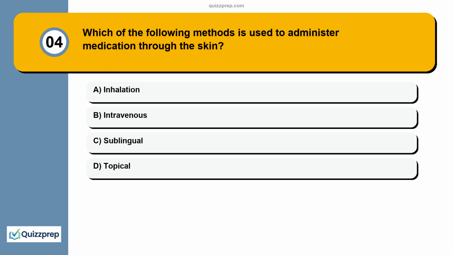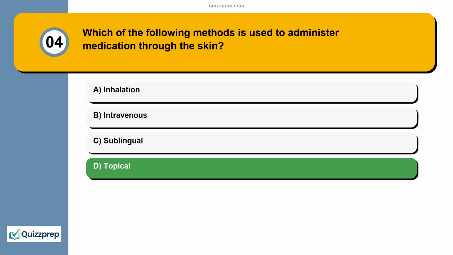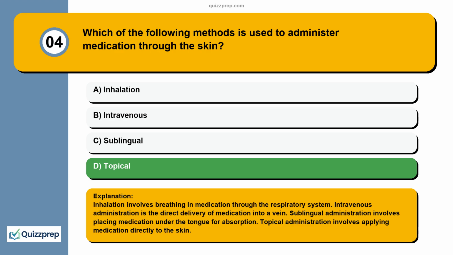Question 4. Which of the following methods is used to administer medication through the skin? Inhalation, intravenous, sublingual, topical. Inhalation involves breathing in medication through the respiratory system. Intravenous administration is the direct delivery of medication into a vein. Sublingual administration involves placing medication under the tongue for absorption. Topical administration involves applying medication directly to the skin.